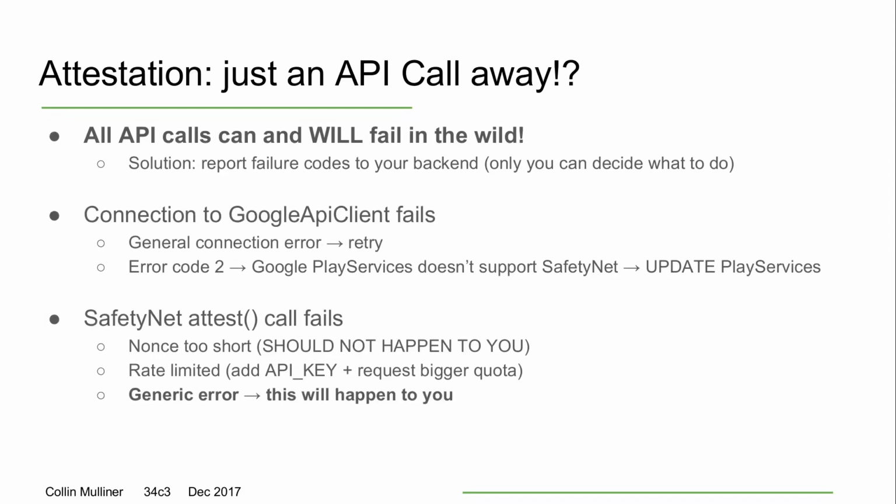When you have things like Google Play Services not supporting SafetyNet yet, what should you do? One option is to force a user to update their Play Services. Then there are general connection errors, and in those cases you really have to retry. If you forget to handle one of those errors, that either means some client will not work on your network, or some client will be allowed to connect to your service even if it was tampered with.